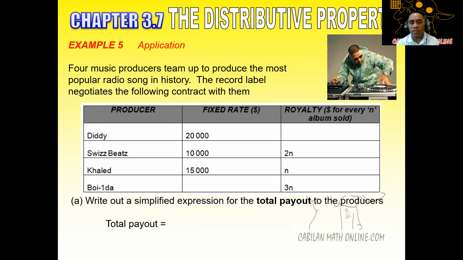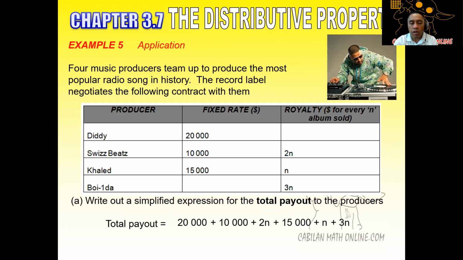This is just another way of saying that we're going to gather the like terms, and we're going to do exactly that in the order that you see them. Starting off with Diddy, he has 20,000. Now Swiss Beats is 10,000 and an additional 2N. So we're going to add those two expressions to the 20,000 that's already there. Next, we have Khaled's expression, which is 15,000 plus N. And then we have Boy Wonder by himself, we're adding another 3N to it. So anytime it's asking you for a simplified expression, the tendency is for the question to tell you to add all the expressions together, which we did in this example.